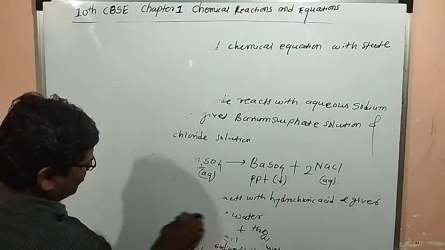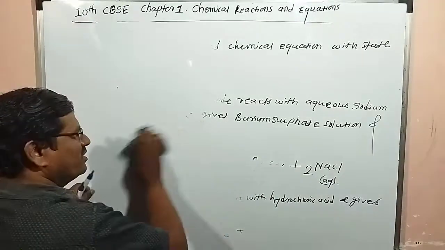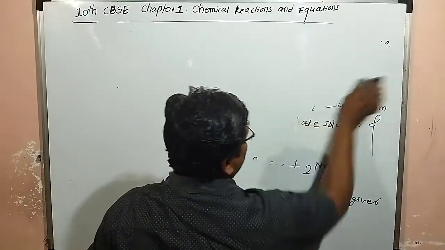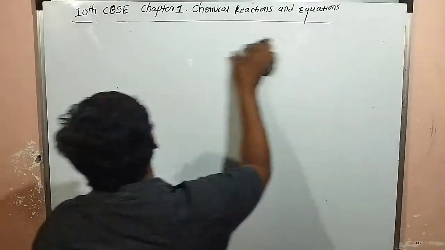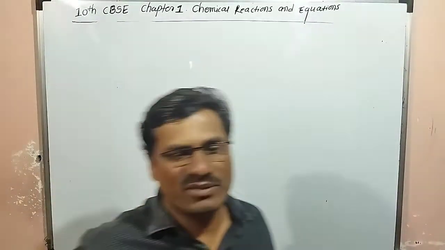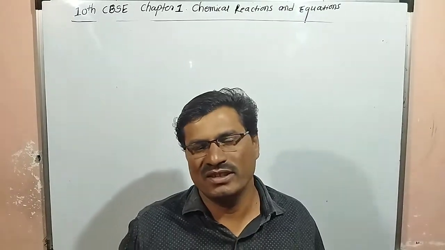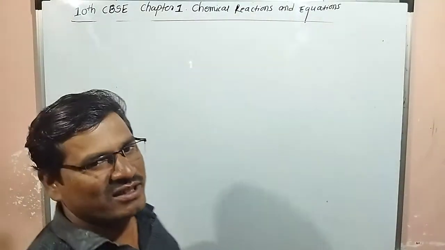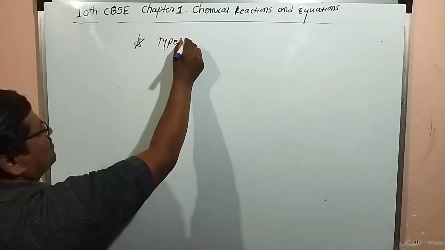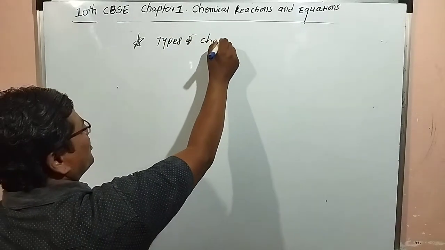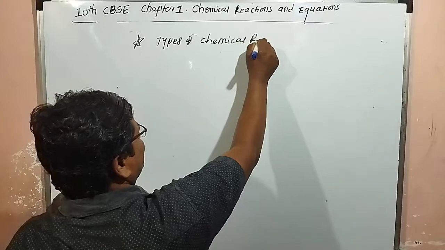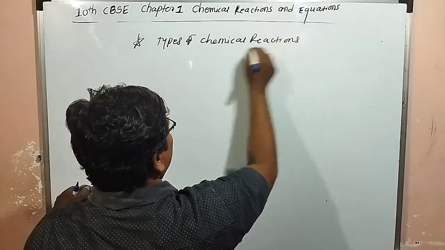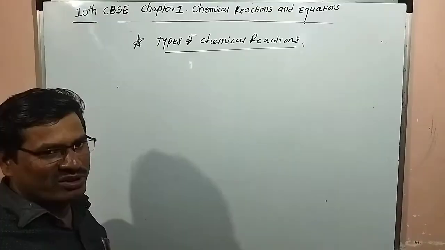So there are different types of chemical reactions. Combination is there, decomposition is there. After that, displacement is there, double displacement is there, some exothermic reactions are there, some endothermic reactions are there. All these reactions we have to study. So the next point is types of chemical reactions, and we'll see which types are there.